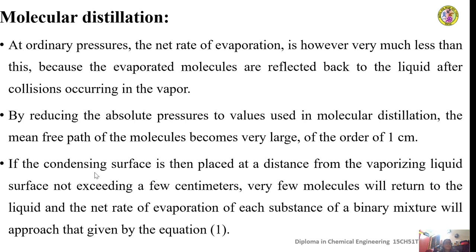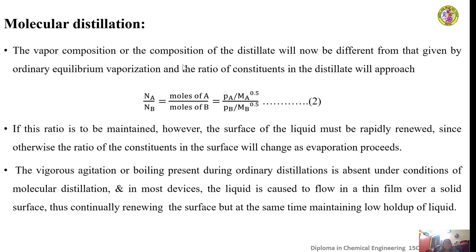So if a surface where the vapor molecules can condense is placed at a very close distance from the evaporating surface, then very few molecules can return to the liquid and the net rate of evaporation for each component in the binary mixture will become almost equal to that given by equation number 1, that is Langmuir equation. So the vapor composition, or the composition of the distillate, will now be different from that given by the ordinary equilibrium vaporization, and the ratio of constituents in the distillate will approach the equation as shown by equation number 2. So this is improved kind of vaporization under reduced pressure. That is what is used in a molecular distillation technique, to get the vaporization done by operating at a very low pressure.